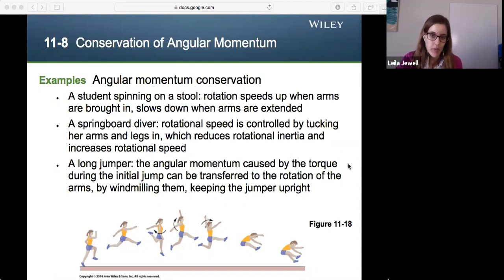So the angular momentum can be transferred instead to the rotation of the arms by windmilling the arms. So they aren't actually trying to swim and go farther when they swing their arms up around. They're just keeping themselves upright so that they can then fly farther through the air and get some incredible distances. It is another great one to Google. If you find some great GIFs, send them my way, because I obviously am lacking GIFs in this one.